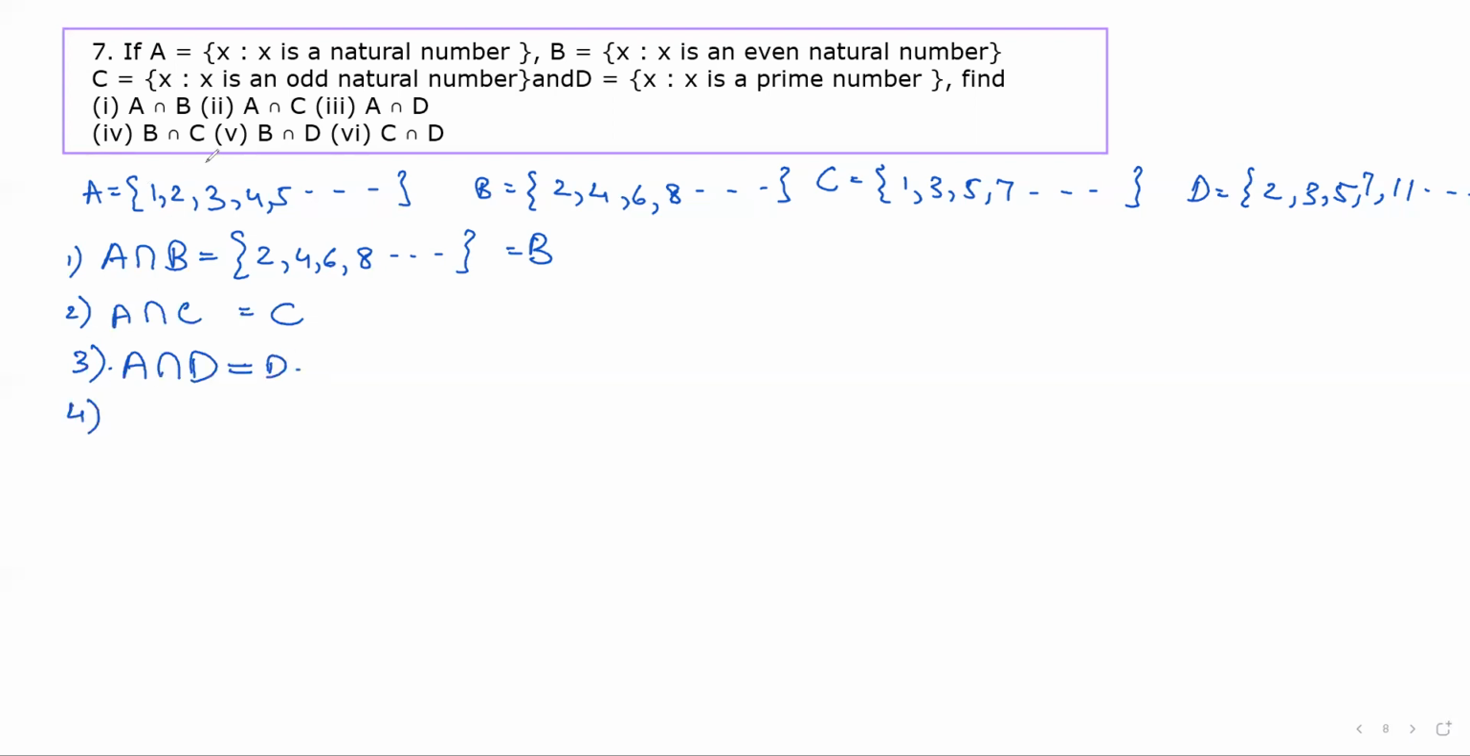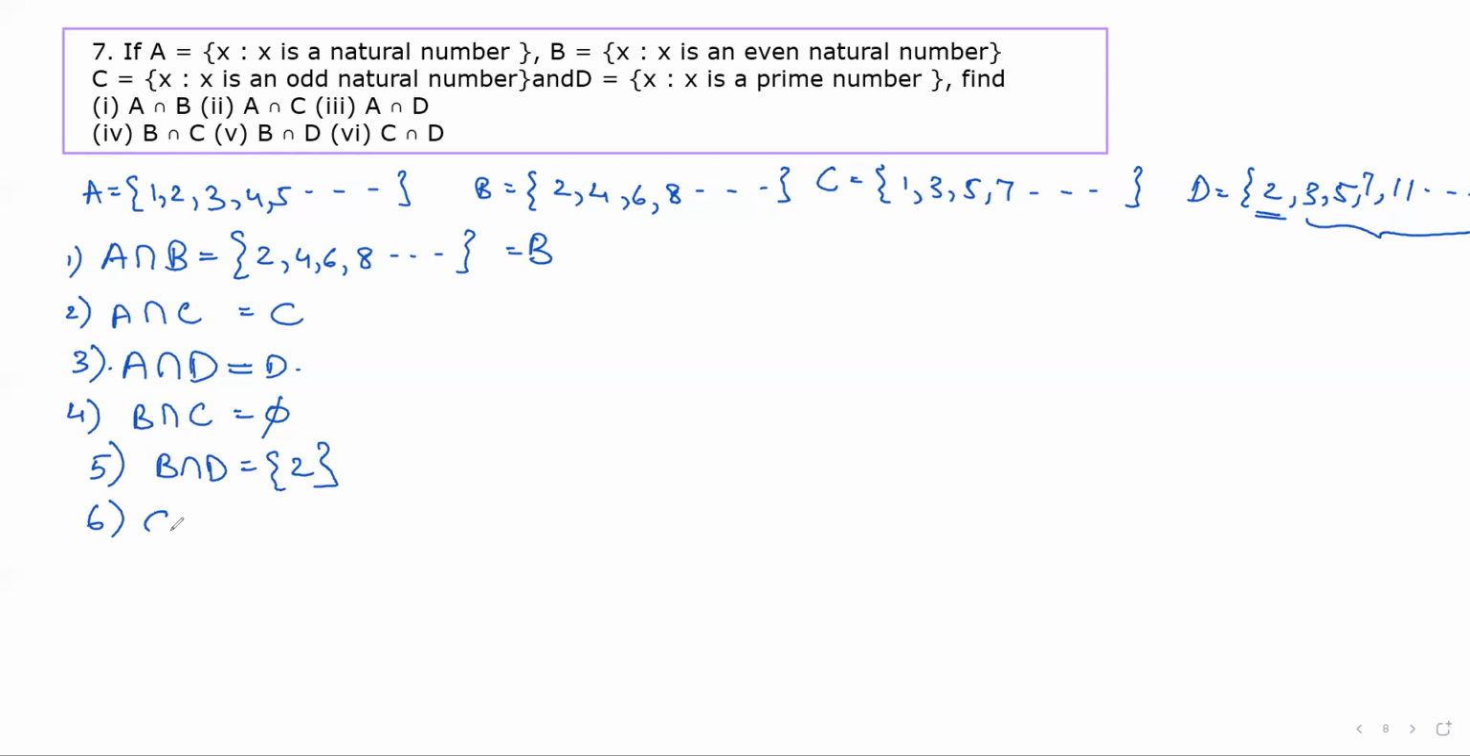Fourth, B intersection C. B is even numbers, C is odd numbers, there's nothing common in it. So B intersection C would be phi. B intersection D. B is the set of even numbers, D is the set of prime numbers, 2 is the only even prime number, the rest will all be odd numbers. So 2 is the only value which is common. B intersection D is equal to 2.